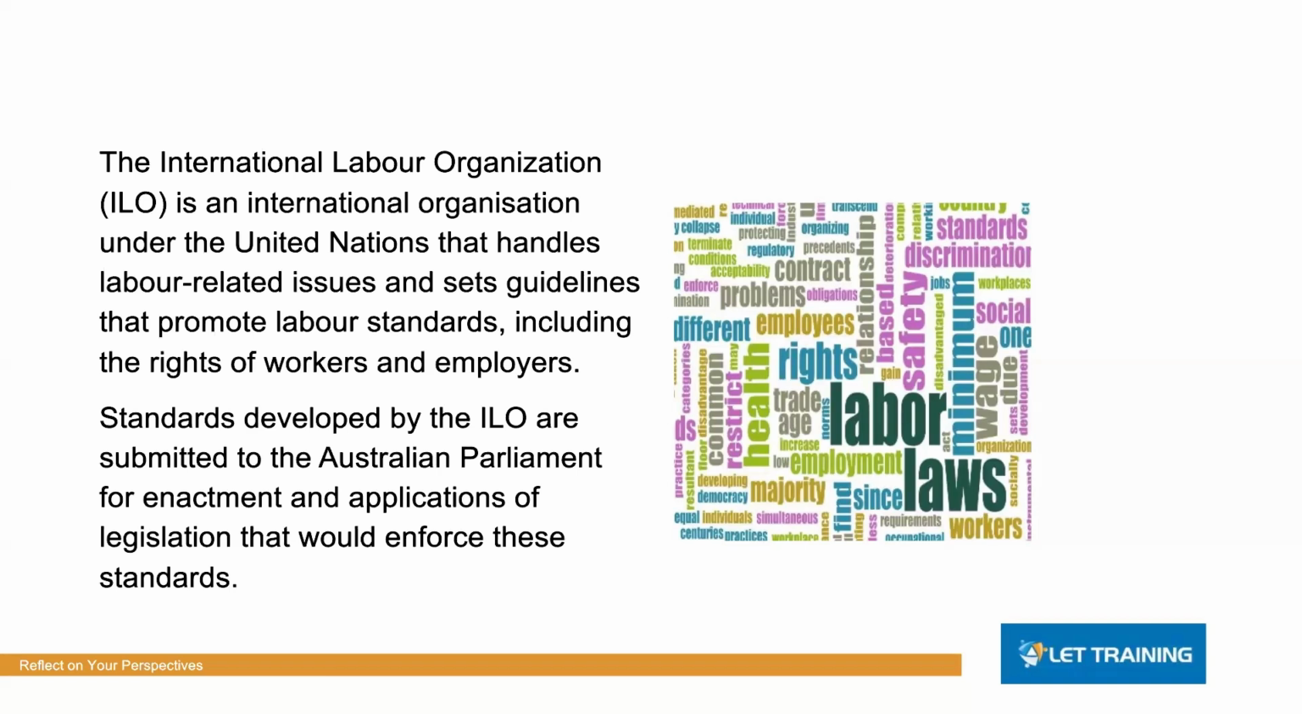The core standards set by the ILO in the Declaration of Fundamental Principles and Rights at Work include provisions for freedom of association, collective bargaining, forced compulsory labour, work equality, protection of child workers.